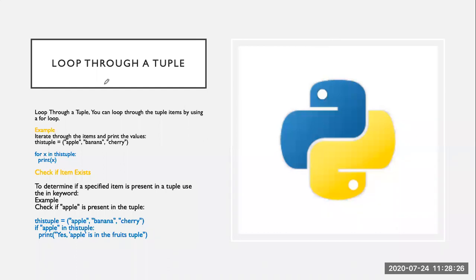Okay, as we have iterated over the list through the loop, similarly we can loop through the tuple as well. We can loop through the tuple items by using the for loop. For example, this is a tuple with three items. We can use for x in this tuple, and it will print all the items. Similarly it will print apple, banana, and cherry.